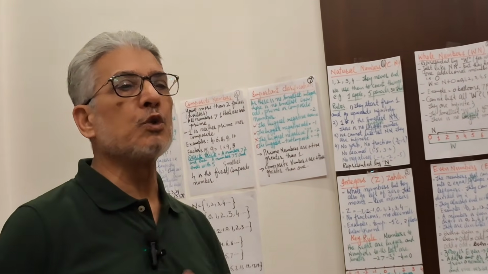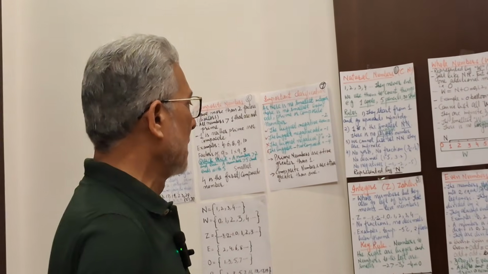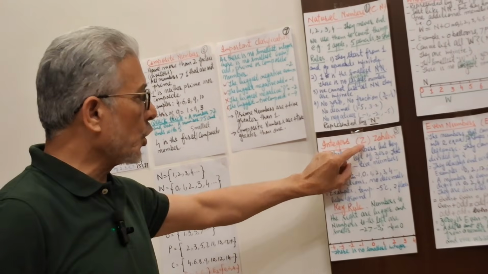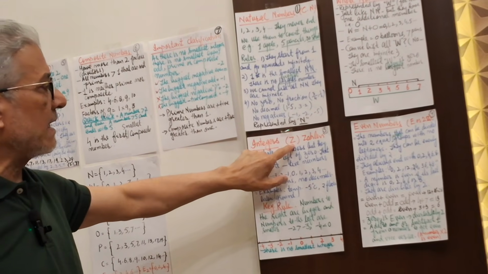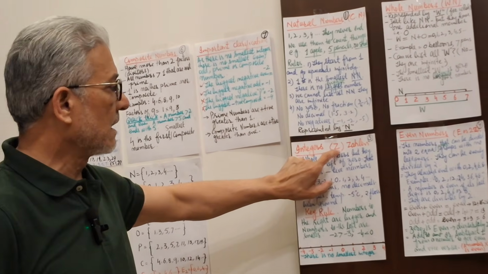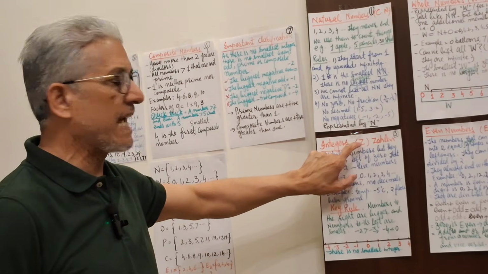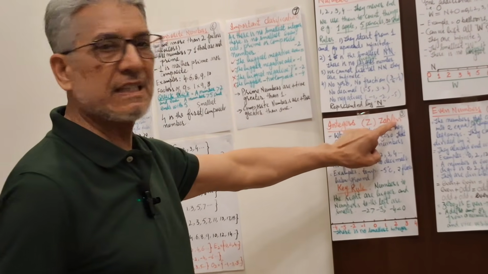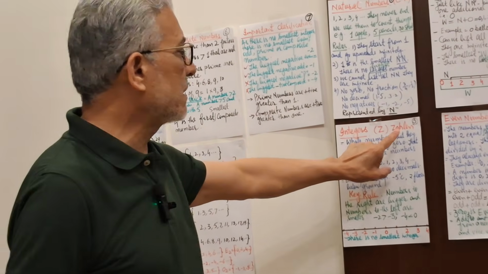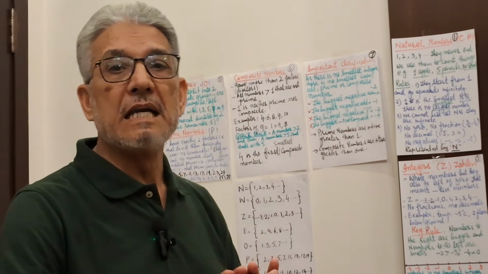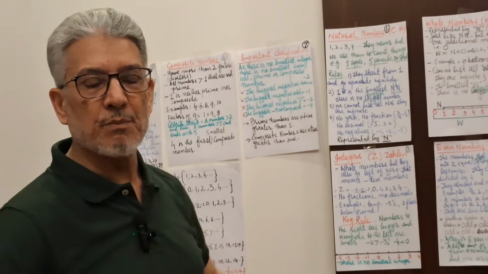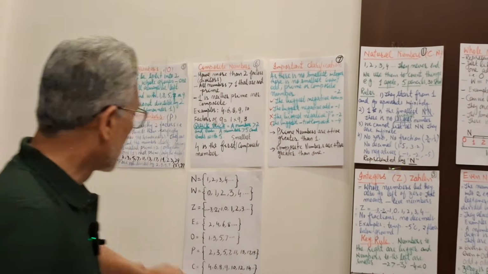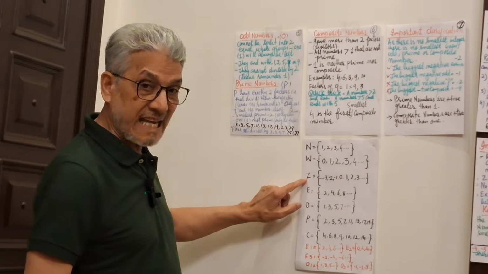Now let's go to the third type of numbers, which is integers. Integers is represented by capital Z. This Z is from Zahlen, which is a German word, and it means numbers. So Z is from Zahlen. So integers are shown by Z.